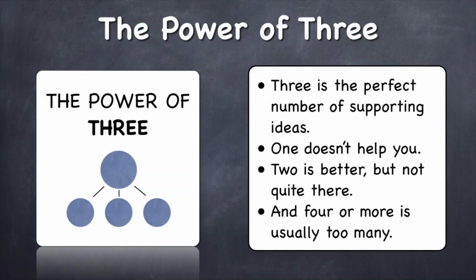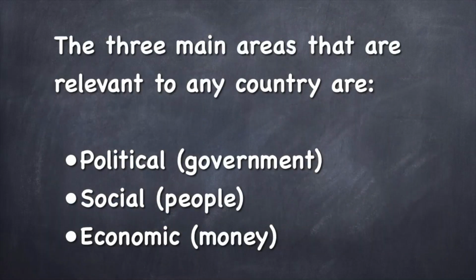1 is not enough because you don't have the separation. You don't have sections then. If you have only one section, you don't have sections. Okay? So 2 is better, but it's not quite there, and 4 or more is usually too many. We don't need 4. We need 3. 3 is the perfect number. So 3 main ideas that are relevant to any country, because we're talking about the elections, right?